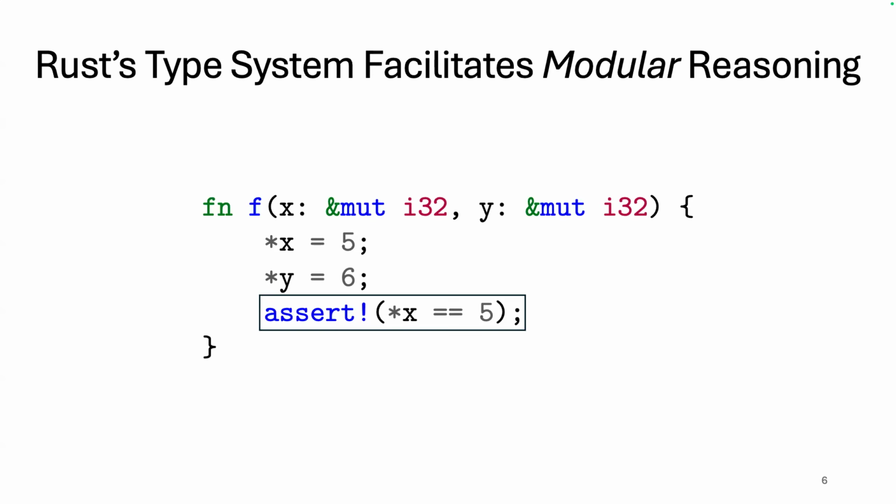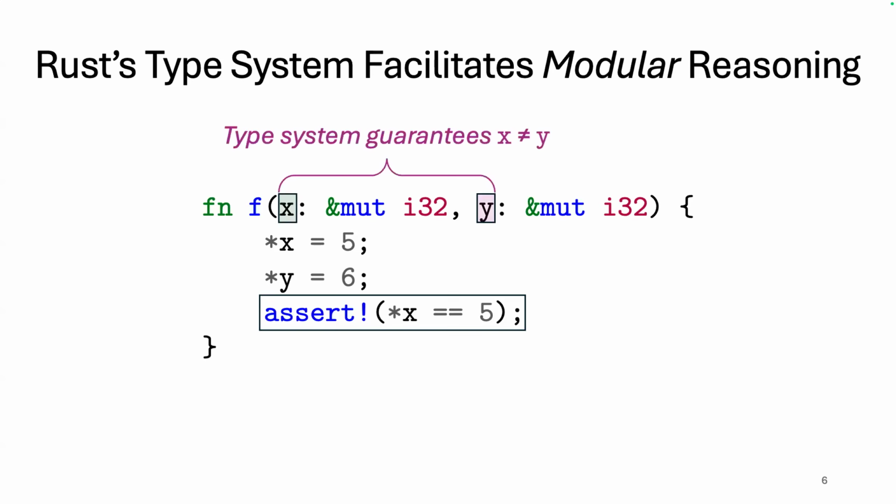The reason we know this is that the type system will guarantee, amongst other things, that references to different pieces of memory will be passed in to f, so x and y will not alias. So the second assignment cannot change the target of x, and it will retain its original value. As people in the community, we often reason informally about programs in this way.